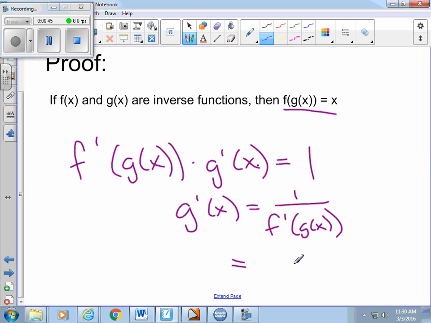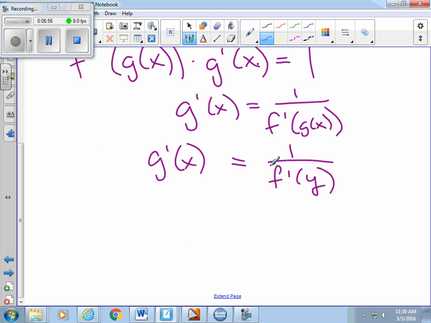What is g of x another name for? Or f of x? A y value, right? So g prime of x is equivalent to 1 over f prime at the y value, because all the x's and y's are switched. So this is a formula. It works great, although a lot of people have a hard time switching the x's and y's in their head. So I have another way to do it that's a table way.